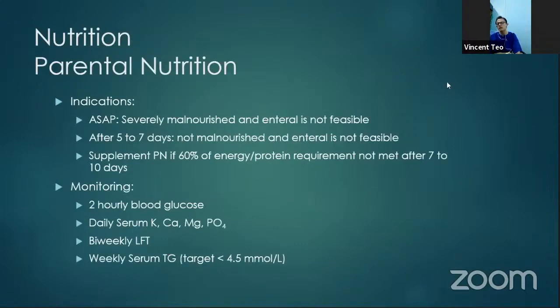So who are the patients that might need parenteral nutrition? Generally those who can't tolerate enteral feeding. If the patient can't tolerate enteral feeding and is severely malnourished, you start as fast as possible. If they are of normal build, then you can wait up to 5 to 7 days. If after 7 to 10 days our targeted energy and protein requirement is not met, 60%, then you might need to use supplemental parenteral nutrition.